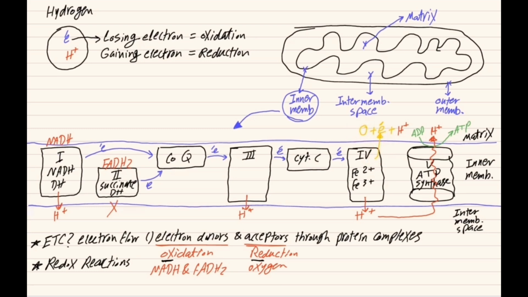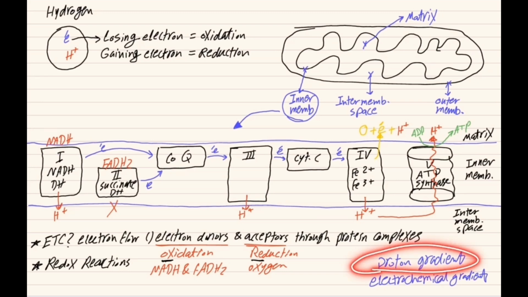Since complex 4 deals with oxygen, just like the red blood cells, it can have either ferrous or ferric ion, depending on if it's oxidized or reduced. As you can see here, we have a lot of protons accumulated on one side of the membrane. And this is called the proton gradient. And this is because, as we said earlier, the inner membrane is impermeable to those protons. So this proton gradient is very important because it's gonna create an electrochemical gradient across the membrane.